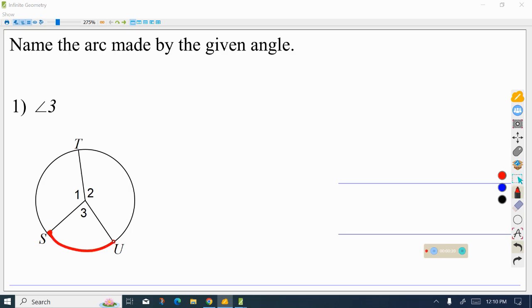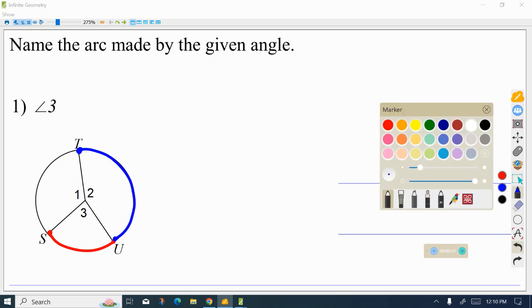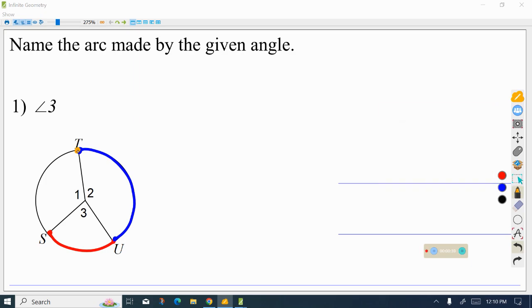Okay, there's various arcs that we could talk about. This arc that I'm coloring in red would be the arc SU. Okay, I guess I could also call it US. This arc that I'm coloring in blue right now, I could call this the arc TU, or I could call it the arc UT. And this arc that I'll do over here in, let's say, orange, this arc would be the arc ST, or we call it TS.